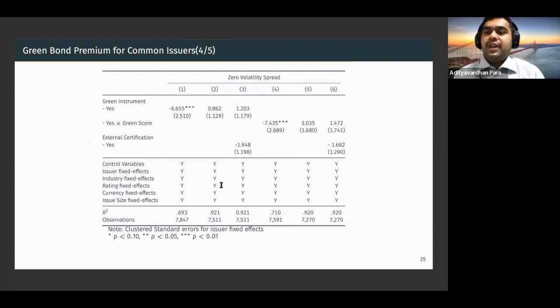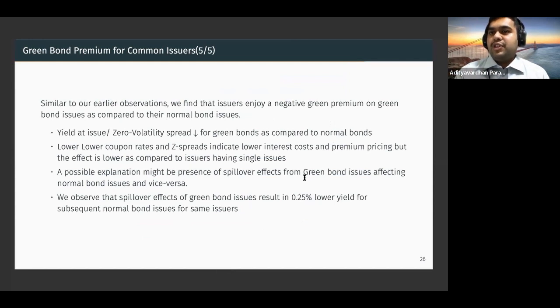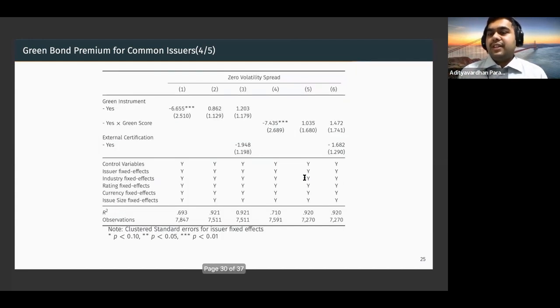Again, we use zero volatility spread as our explanatory variable, and we find no significant results, which implies that green bonds would have lower coupon rates, but they are not issued at significantly higher prices as compared to normal bonds for common issuers. Just to mention, in equations 1 and 6, though we find a significant coefficient, it goes away when we add more and more control variables to our equation.